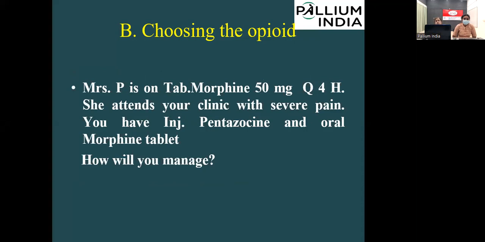This is another patient on 50 milligram morphine every 4 hours. She's coming to your clinic with severe pain. You have injection pentazocine and oral morphine tablet. Which one will you give? You don't have injection morphine. Pentazocine is very commonly used, right? Which class of drug is pentazocine? Or you have these two options.